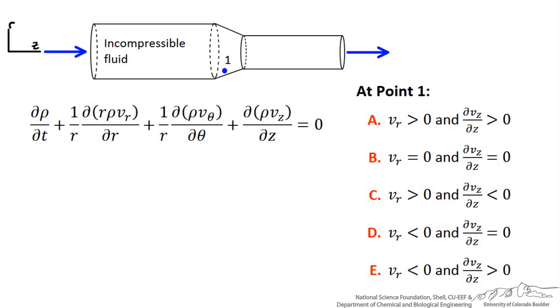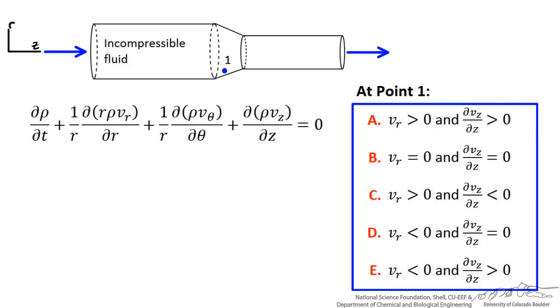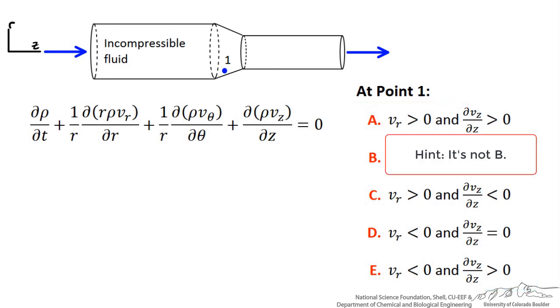Now, based on your insight and/or mathematical analysis, which of the following answers on the bottom right, A through E, best describes what is occurring at point 1? Now, click on the appropriate answer to see the response.